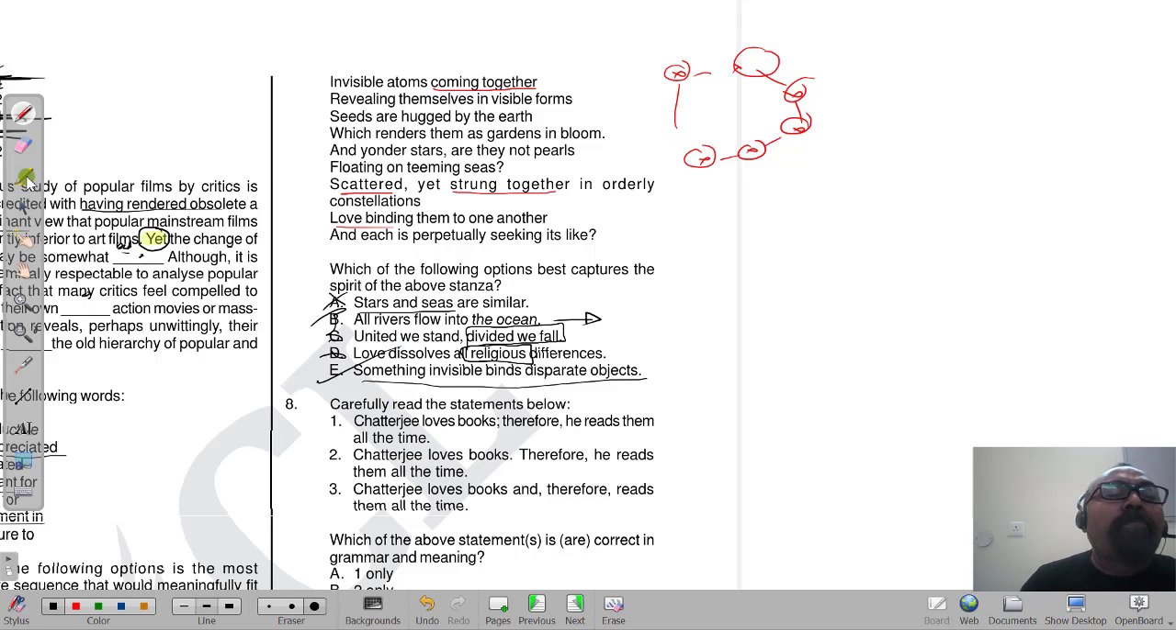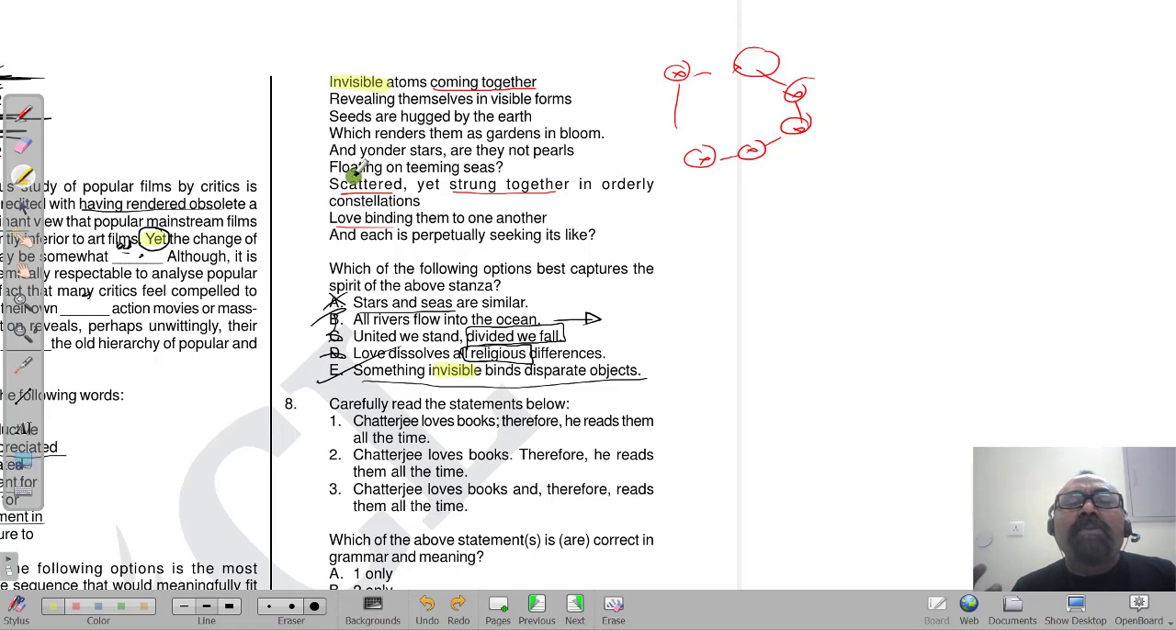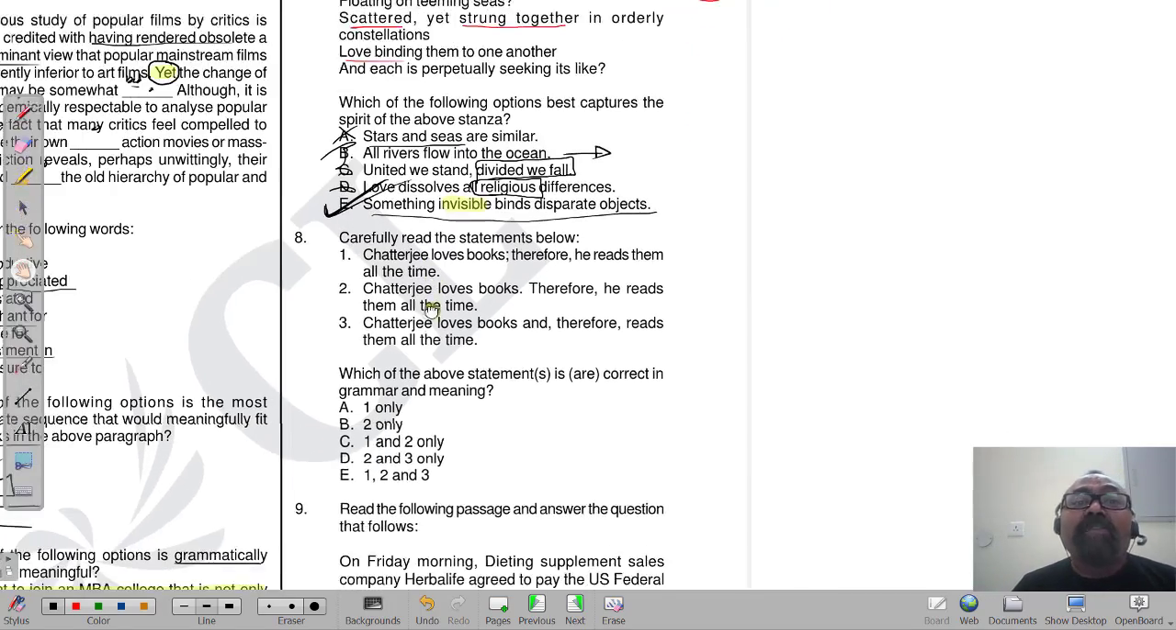So obviously you might ask, what is invisible, sir? Where is invisible? Okay, it's okay. Invisible atom. Love is invisible. Something invisible binds disparate objects is the spirit of the stanza. There is something binding us together, connecting different things together. That's what it is. So, answer choice, ladies and gentlemen, is E. I'm sure that you will agree with me.